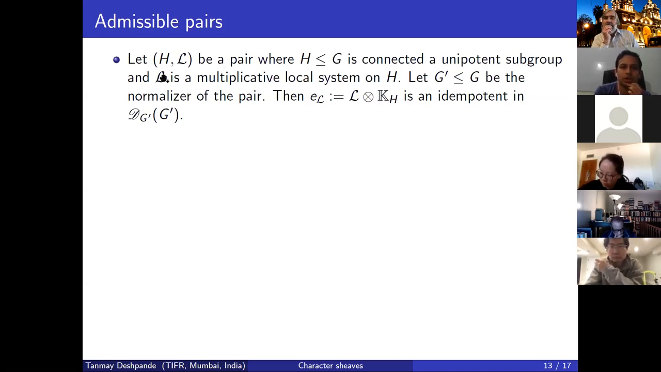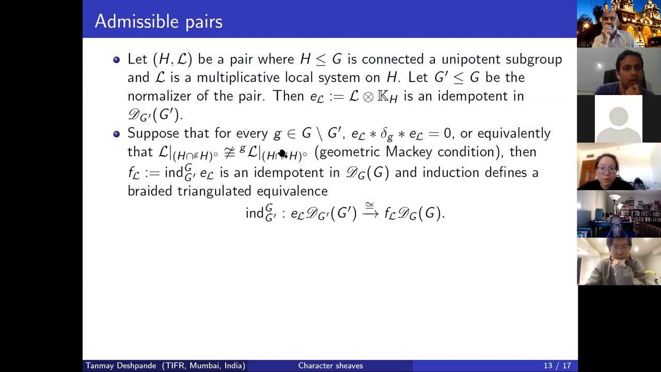So basically, since L is equivariant for the action of G prime, that's why it lies in the equivariant derived category for the action of G prime. Now, suppose that we have such a pair, and moreover, for every g which does not lie in G prime, where delta g is the delta sheaf supported at g, look at this convolution, EL convolved with delta g convolved with EL. Suppose this convolution is zero for all such g.